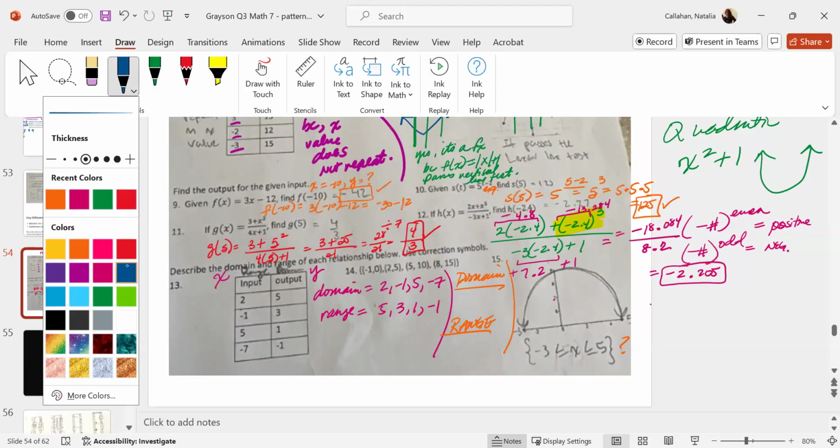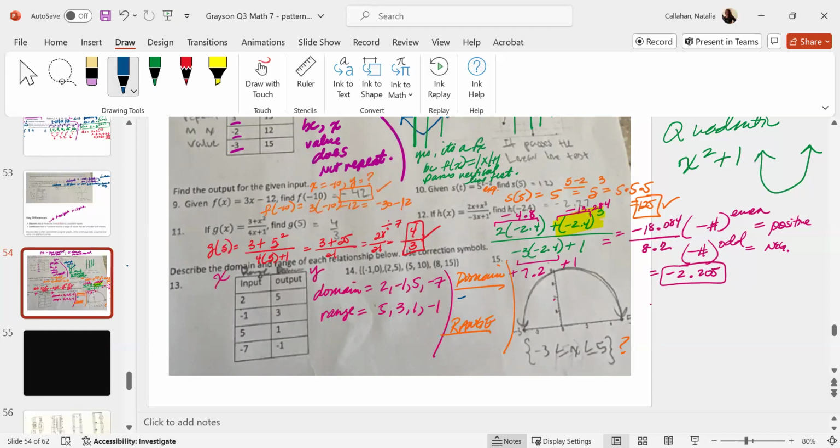For number 14, label it. You didn't write anything down. You just don't know how to do that one? You say you did everything that you know how to do. You're telling me you don't know how to do that? This is the easiest part of the whole thing.